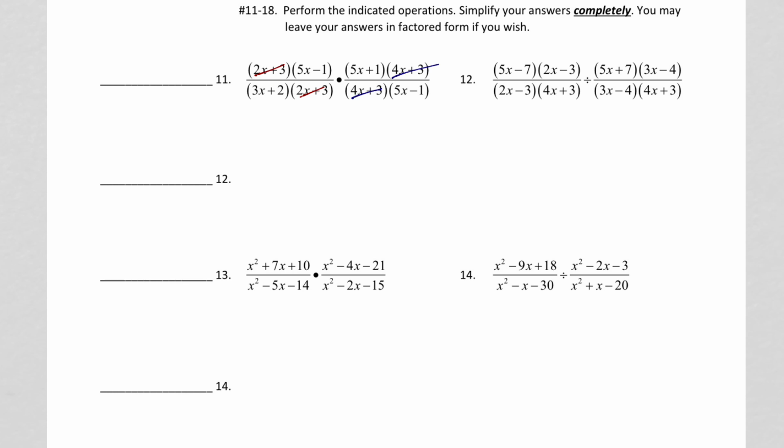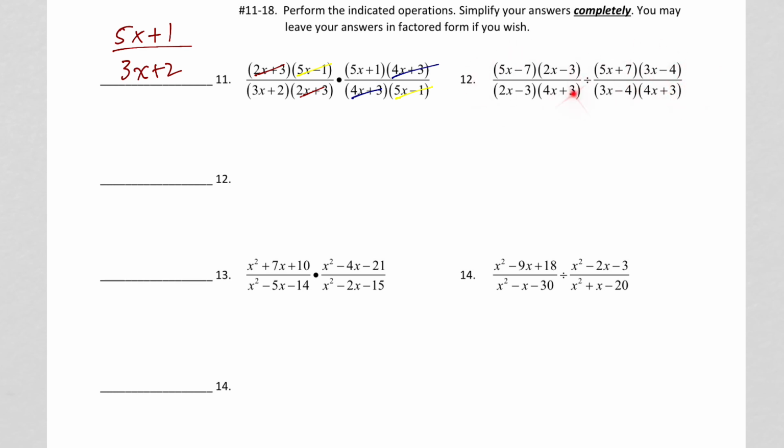4x plus 3 cancels. 5x minus 1 cancels. And we're left with 5x plus 1 over 3x plus 2. Okay, within each fraction, this is a division, so this is going to end up being flipped upside down.